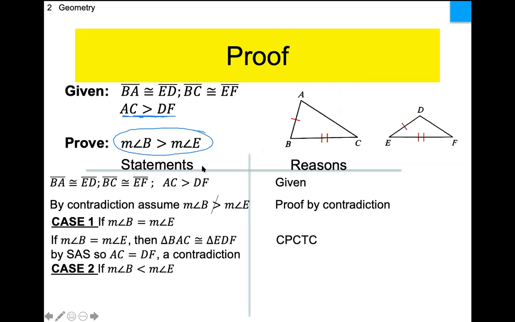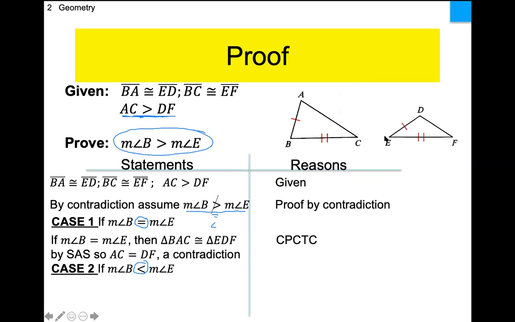Case number 2 would be that maybe it's less than. Remember, by our contradiction, we're claiming that angle B is not greater than angle E. There's two possibilities. That means it's either equal or it's less than. Well, we just proved that equal didn't work. We've got to show that less than doesn't work. All right, let's see what happens if they're less than.